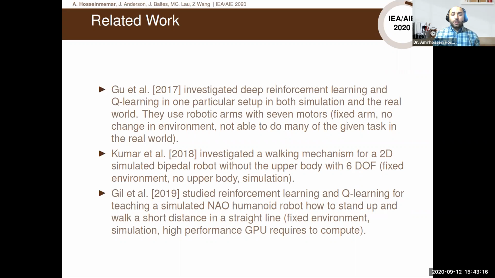Gill et al. in 2019 studied reinforcement learning and Q-learning for teaching a simulated NAO humanoid robot how to stand up and walk a short distance in a straight line. The problem with this was that the environment was fixed, meaning there were no differences in the environment, and everything in the environment was known to the robot. It was also in a simulation. A high performance GPU is required to compute all the trajectories, so it was very costly.